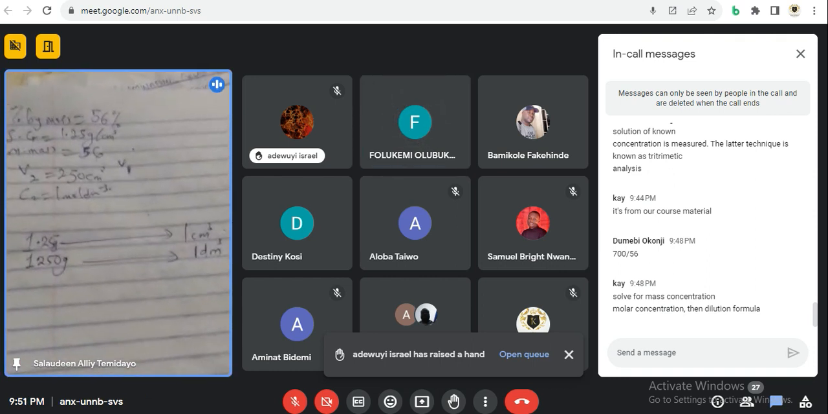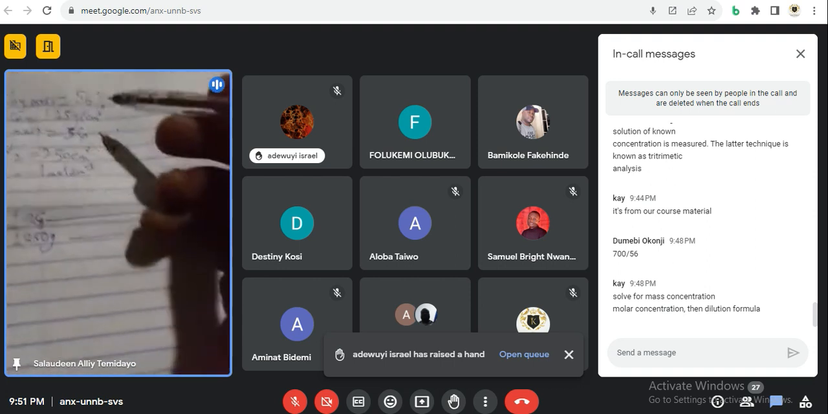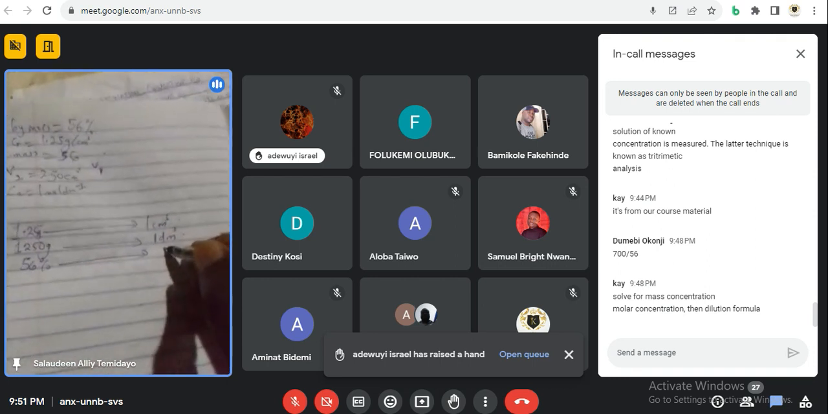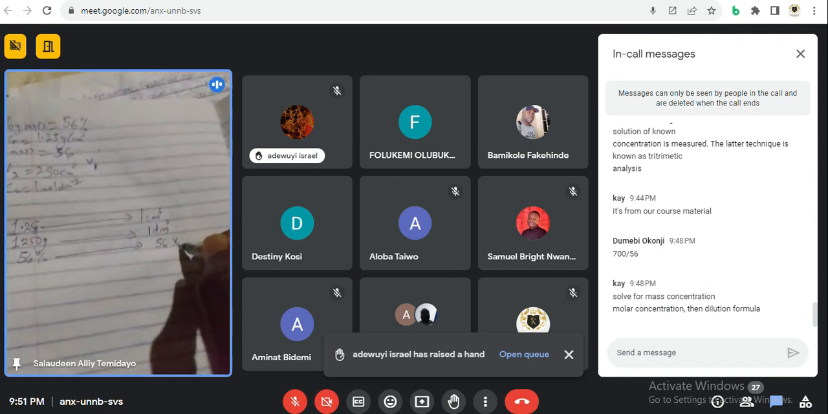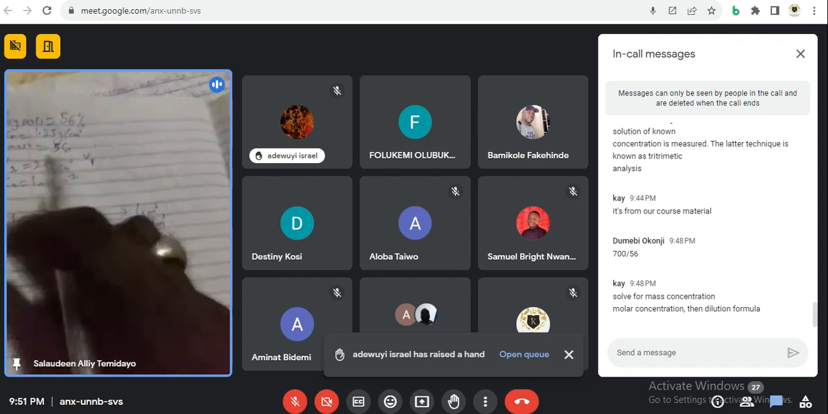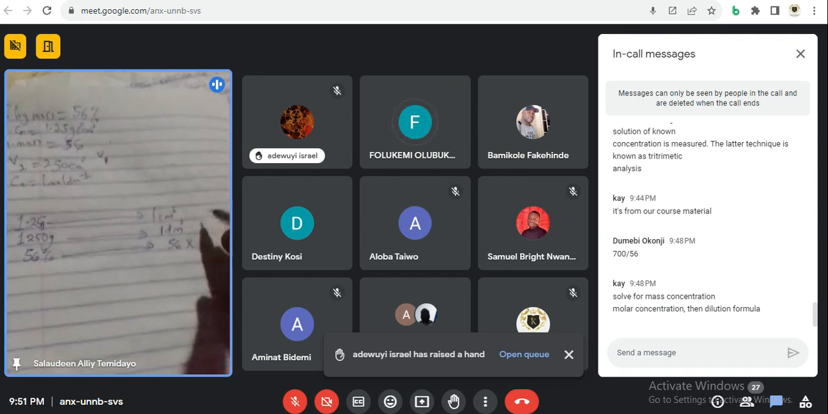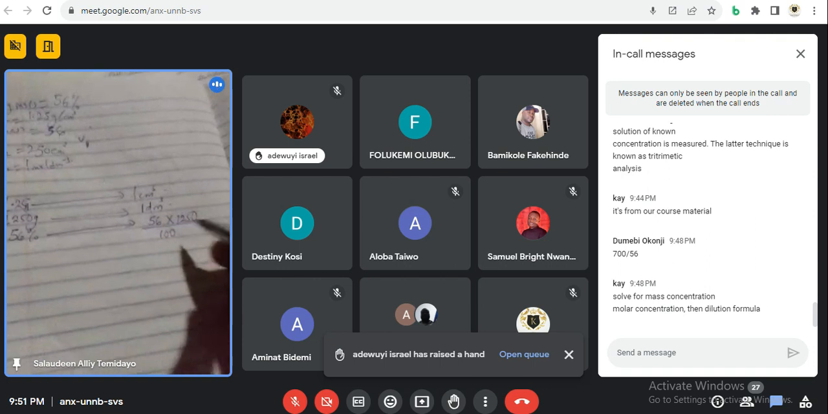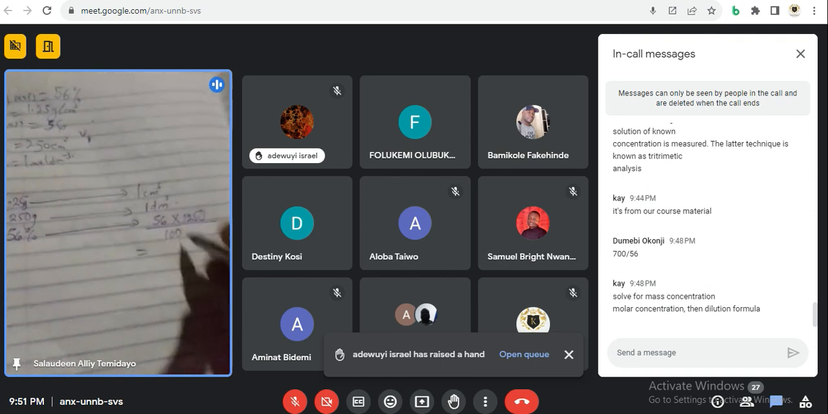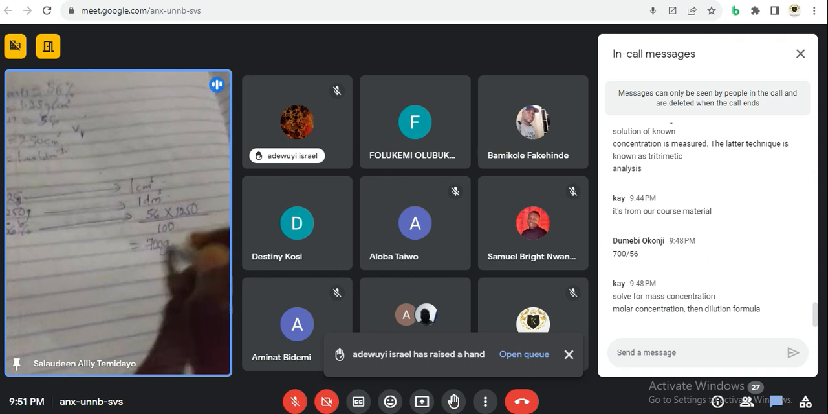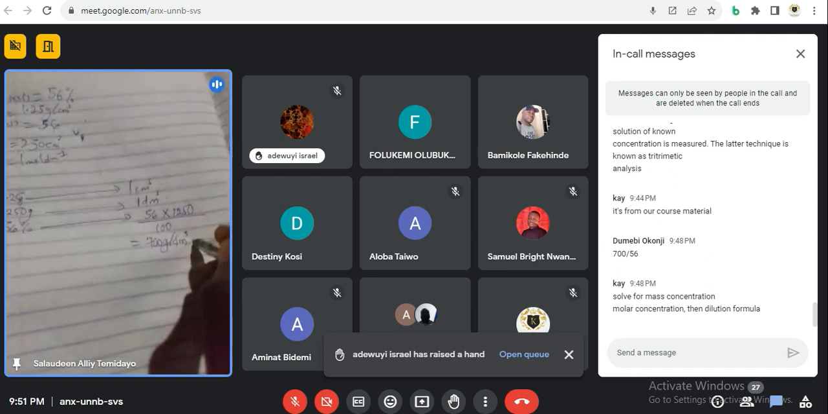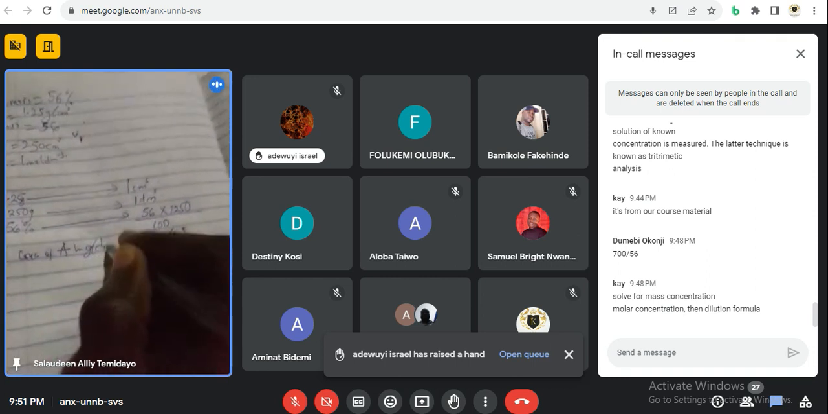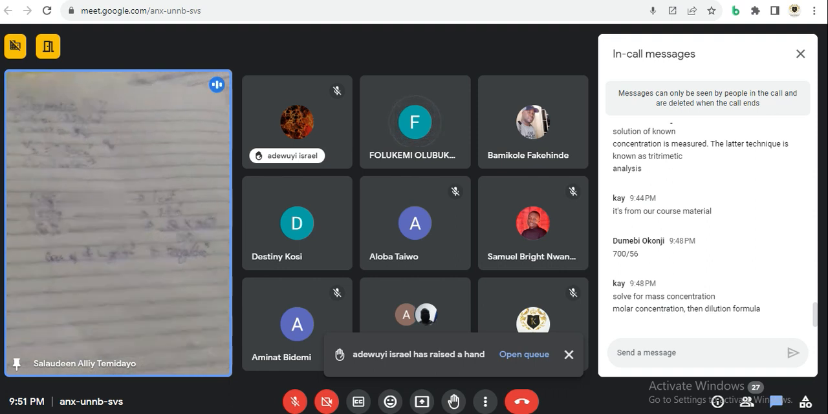We can say this is the mass concentration, but it's not possible because they said the percentage by mass is 56%. So since it is 56%, we'll say 56 times 1,250 over 100, because it is 56%. This is the grams per dm cube. So we are going to get 700 grams per dm cube. This is the concentration of acid in grams per dm cube, the mass concentration.